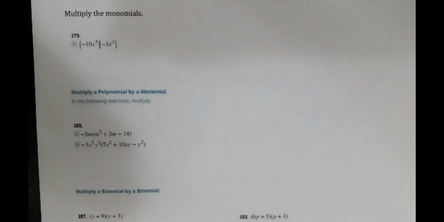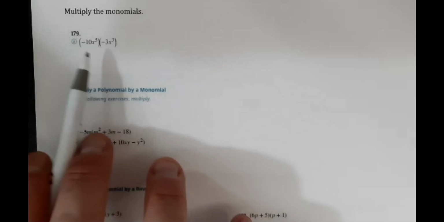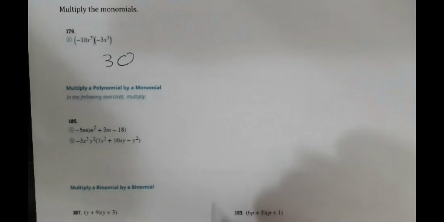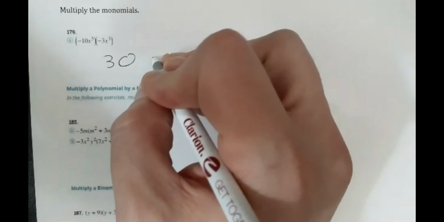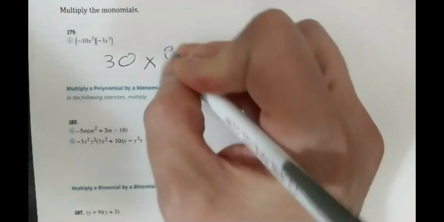Oh, this should be pretty easy, hopefully. What is the strategy for multiplying these things? Multiply the coefficients and then add the exponents. Yeah, exactly. So we're multiplying coefficients. -10 and -3 is going to give me +30, right? And x^5 and x^3, so this should be x to the 8th power. So here we're multiplying monomials by monomials.